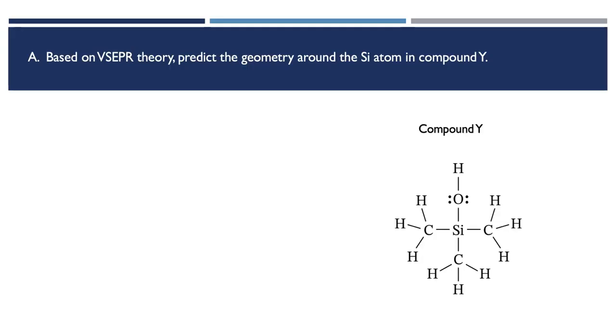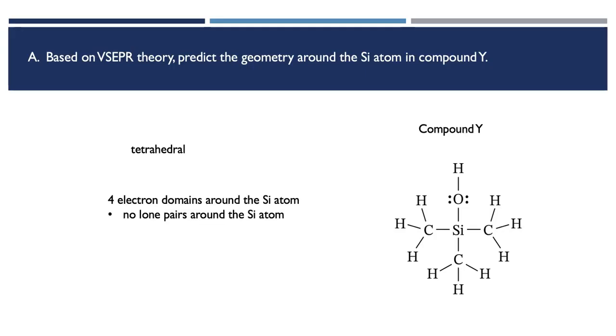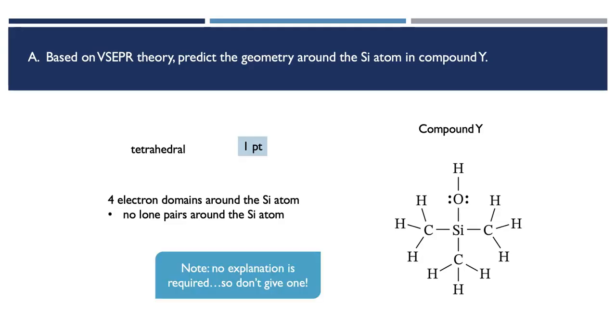Now, hopefully at this point you've been studying your VSEPR geometries. If not, you definitely want to review them. But all you had to write down here was tetrahedral. Now, we know that it's tetrahedral because there are 4 electron domains around the central silicon atom. And there aren't any lone pairs attached to the silicon atom. 4 electron domains, that's tetrahedral. That's what you needed to write for 1 point. You just needed to write tetrahedral. You did not have to give an explanation. The question doesn't ask for one, so don't waste your time writing an explanation where you risk contradicting yourself and not getting credit.